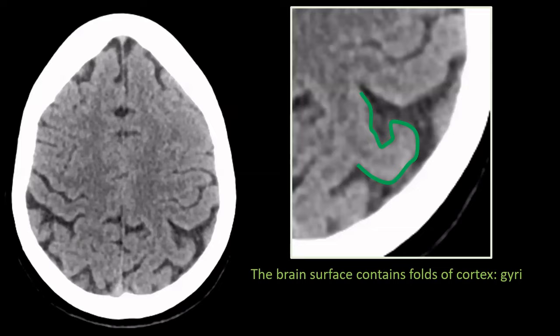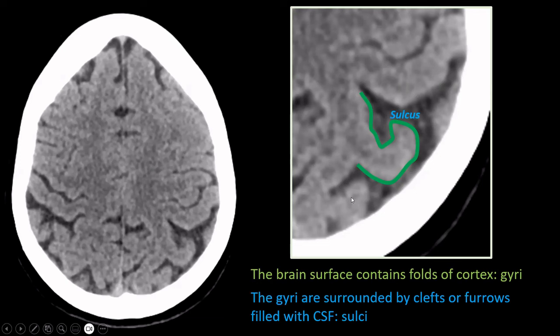If you look at the brain surface, it is not smooth. The brain has a very convoluted appearance because it consists of folded cortical tissue, and due to this folding, the brain surface area is exponentially increased. So we have a lot more room for cerebral cortex this way. These folds or ridges are called gyri, and sulci are clefts or furrows filled with cerebrospinal fluid surrounding the gyri.